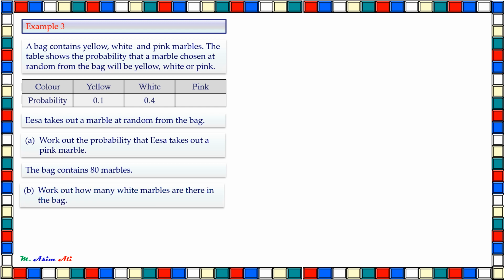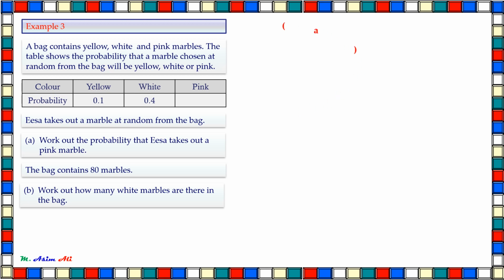Okay. Now we have been given the probabilities of yellow and white. These are the probabilities of drawing a yellow, for example, a marble from the bag, and the probability of drawing a white marble from the bag is 0.4, which is greater than yellow. That means white marbles must be greater in number as compared to yellow marbles.